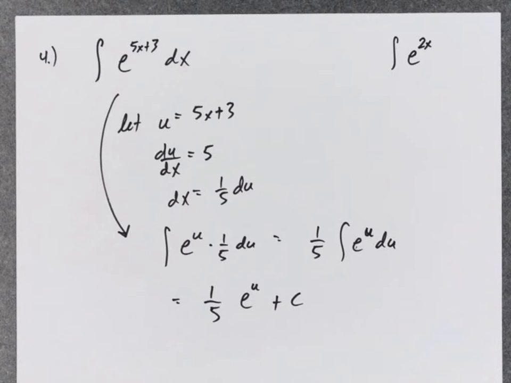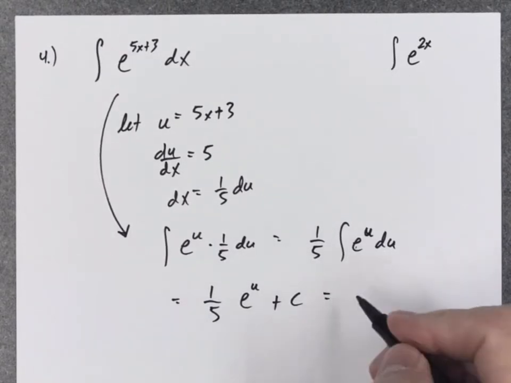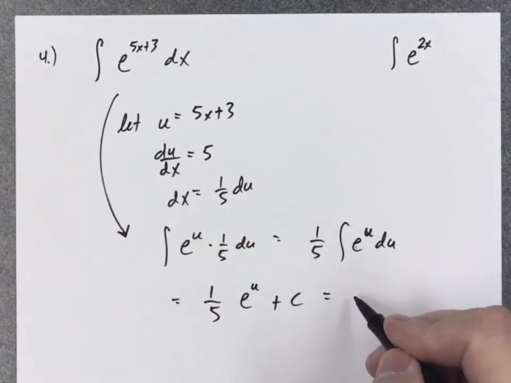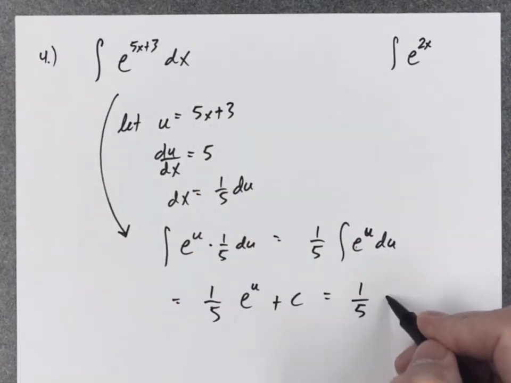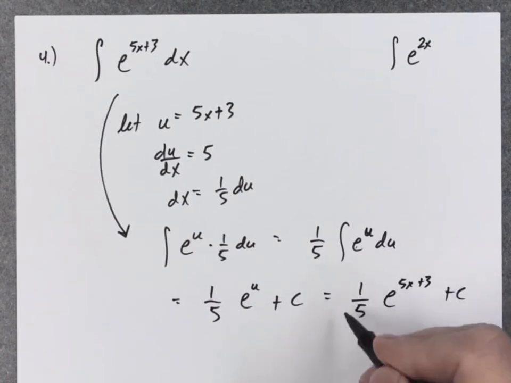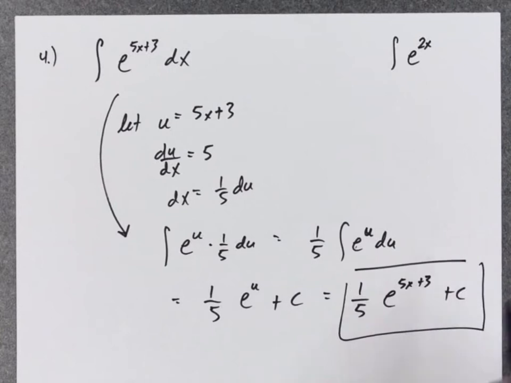However, I don't want to leave my answer with a u in it, so now I replace the u. I go back and I say, well, my u was 5x plus 3. And I've now taken the integral.